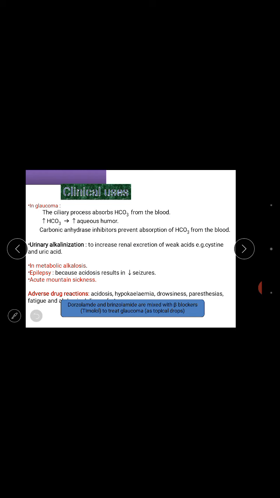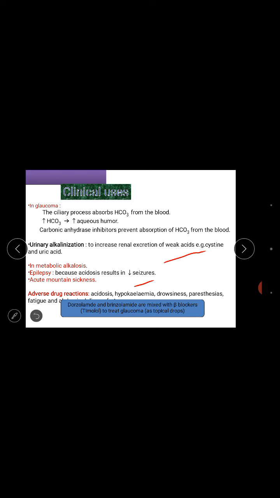In glaucoma, you should either increase the drainage of aqueous humor or inhibit its formation. Urinary alkalization: if the drug is acidic, you should alkalize the urine; if the drug is basic, you should acidify the urine. Acidification, usually they will not do clinically. Cystine and uric acid stones. In metabolic alkalosis, and epilepsy also you can use, because acidosis results in decreased seizures. Acute mountain sickness: when they climb hills, they get headache and nausea. Those symptoms will be relieved as a symptomatic treatment.